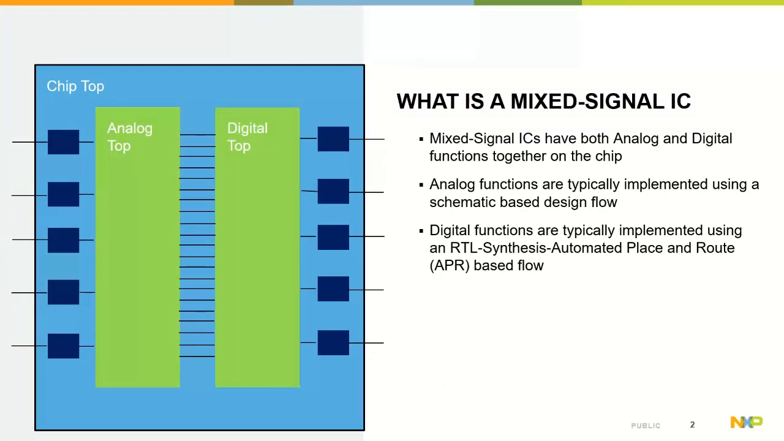So to start with, what's a mixed signal IC? Mixed signal ICs have both analog and digital functions together on a chip. The world is analog, so any of the sensors or basically any of the functions that interact with the outer world are all analog. They have to have some analog component. So typically, this is the very high level block diagram of a mixed signal IC, if you will. You have analog functions typically implemented using schematic-based design flow, and then you have digital functions which are implemented using the well-known RTL synthesis and APR-based flow.